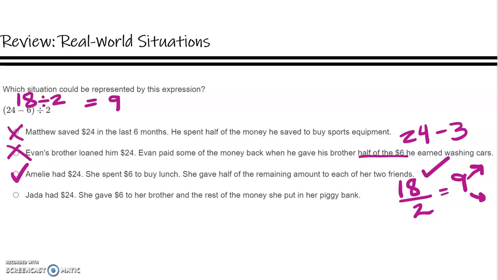Let's double check the last one. Jada had $24. She gave $6 to her brother. The rest of the money she put in her piggy bank. So it does make sense, this part right here, but that means that she put 18 into her piggy bank, not 9. It doesn't have anything about dividing that by 2 or into 2 groups or anything like that. So the only one that makes all the way sense is choice C.